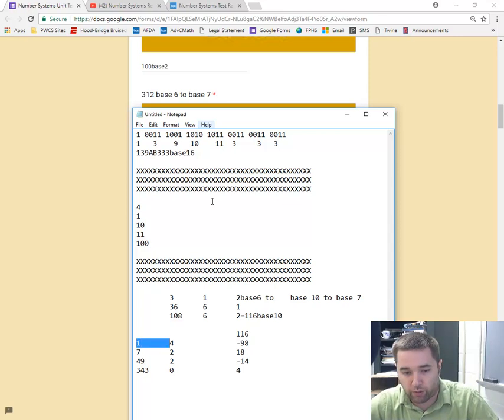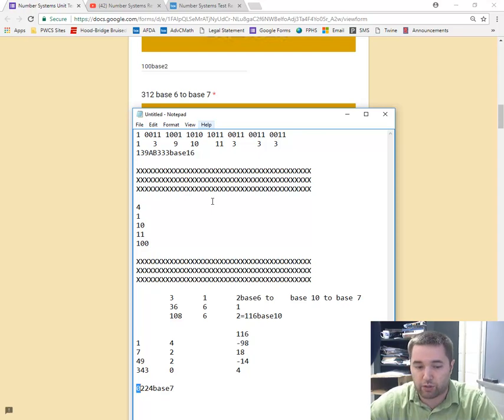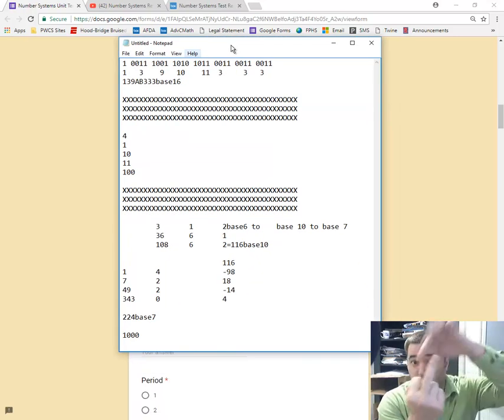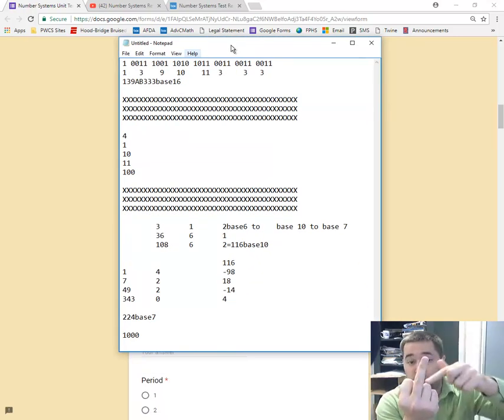Because how many times can 1 go into 4? Hopefully it's 4. Then we take this number and we rewrite it 0224 base 7. However, if you kept this 0, you can't have leading zeros in a number, so you delete the leading zeros. Because if I were to tell you to write 1,000, you wouldn't write 1,000 like this. You also wouldn't write 1,000 like this or this. You'd write it like this. So you have to delete leading zeros. Just like in 4, I'm not saying 0100, I'm just saying 100.